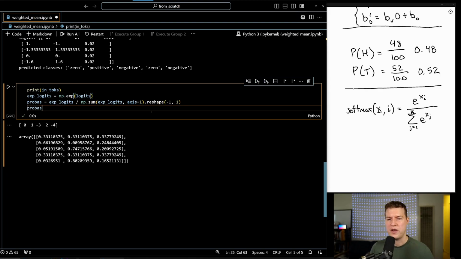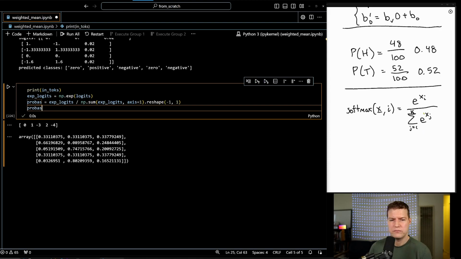A few questions, right? Why are we using e? Why not use something convenient like 2, right? Well, e, it turns out the derivative of e to the x is e to the x, so it makes it really easy to take the derivative of. And for training purposes, that's important.